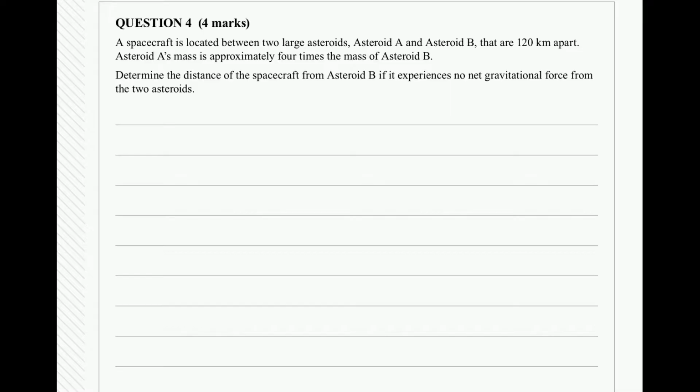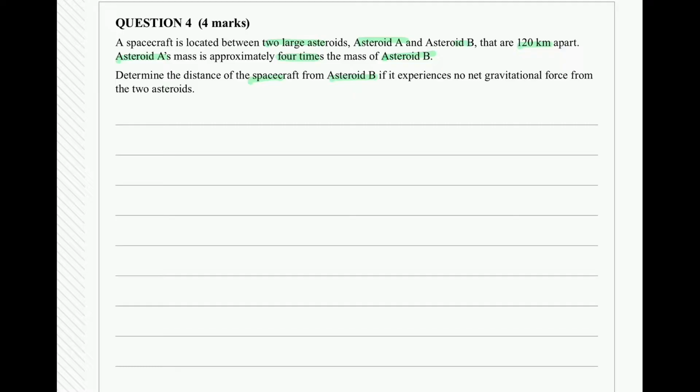All right, so question 4. Again, I'm going to highlight as we go through. A spacecraft is located between two large asteroids, asteroid A and asteroid B, that are 120 kilometers apart. Asteroid A's mass is approximately 4 times the mass of asteroid B. So again, we're kind of getting into a similar scenario as the previous question. Determine the distance between the spacecraft from asteroid B if it experiences no net gravitational force from the two asteroids.